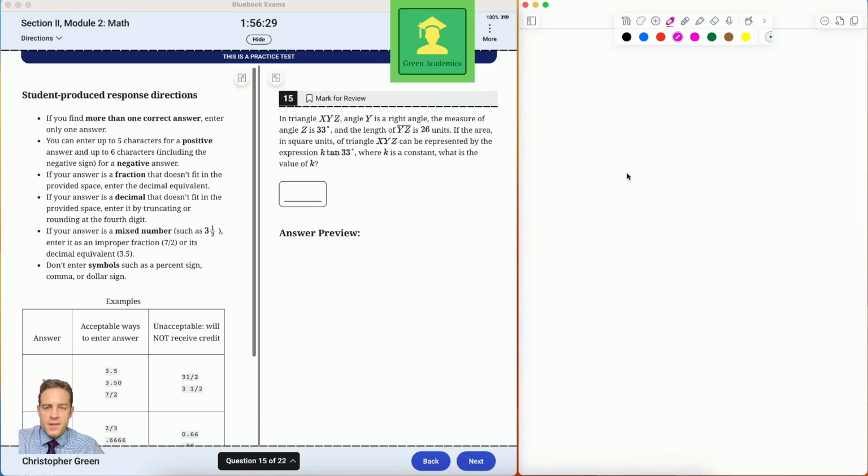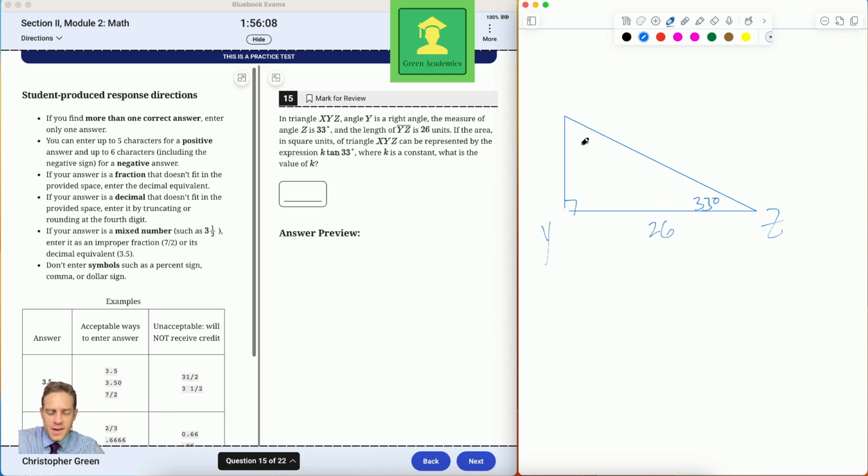In triangle XYZ, Y is a right angle, the measure of Z is 33 degrees, and the measure of XY is 26. So always draw the picture if it doesn't give you the picture. Triangle XYZ, Y is the right angle, the measure of Z is 33 degrees, and YZ is 26.